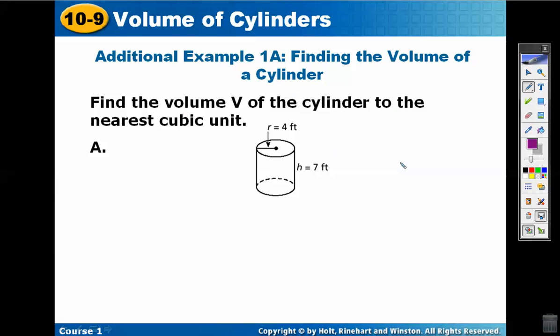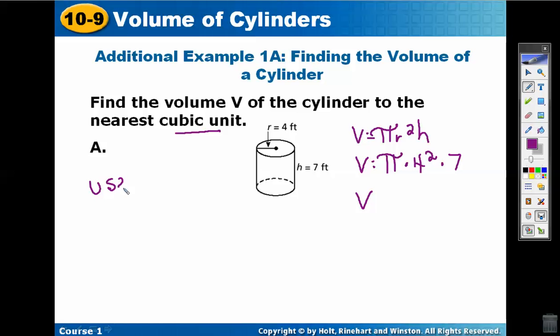So let's say that we have this cylinder, and the radius is 4 and the height is 7. So I'm going to write my formula, which is pi r squared h, and I'm going to plug in my numbers. Pi times 4 squared times 7. And it says to the nearest cubic unit, that means I'm going to round to the nearest whole number. In this case, let's use 3.14.